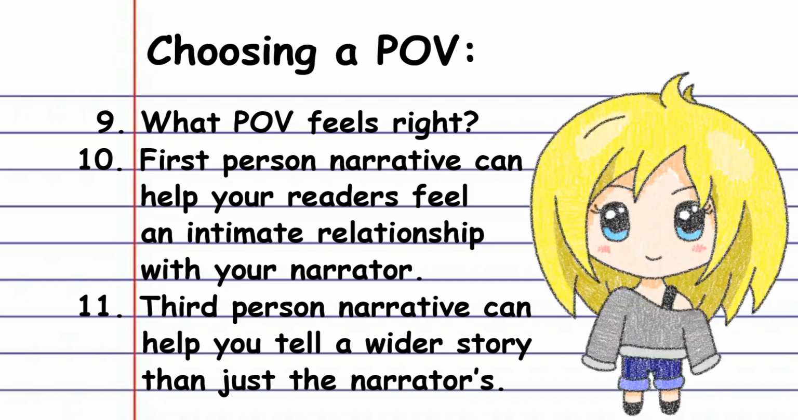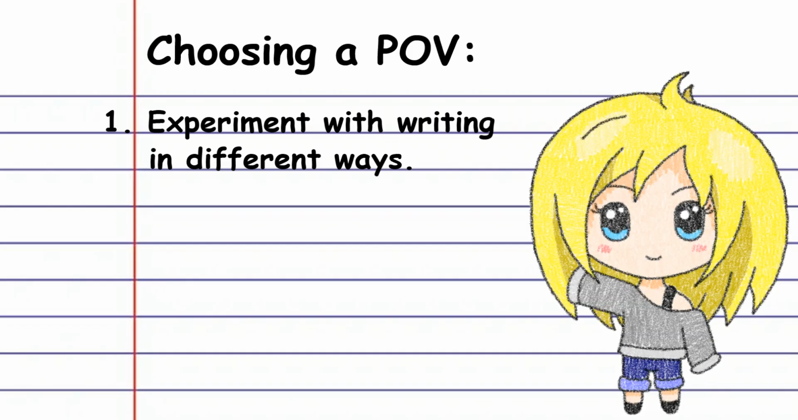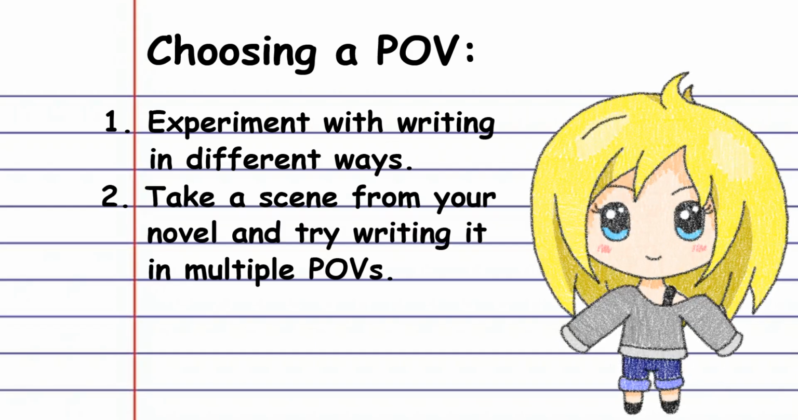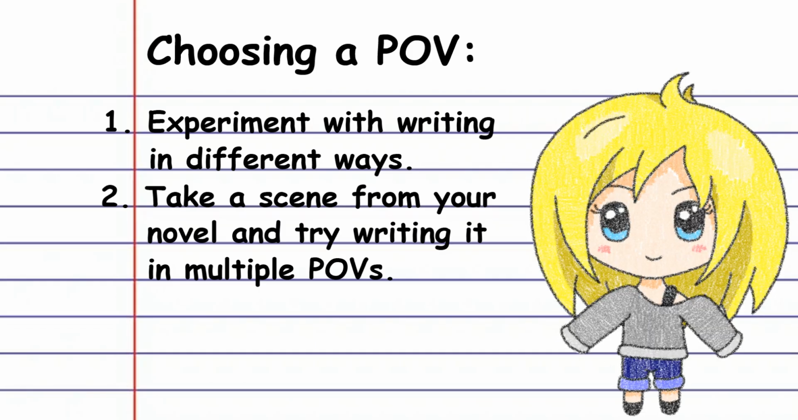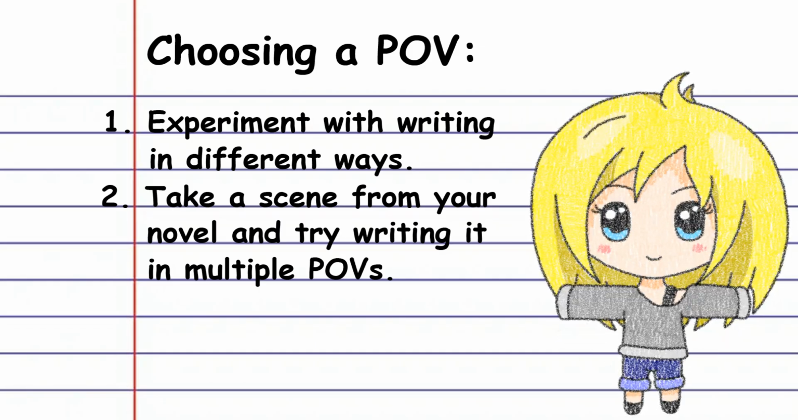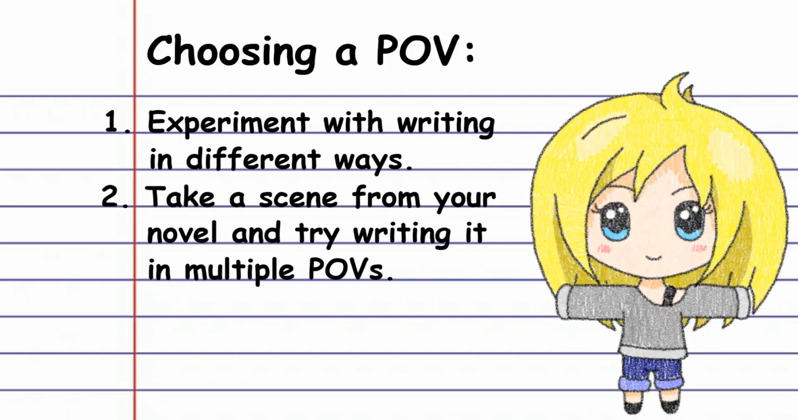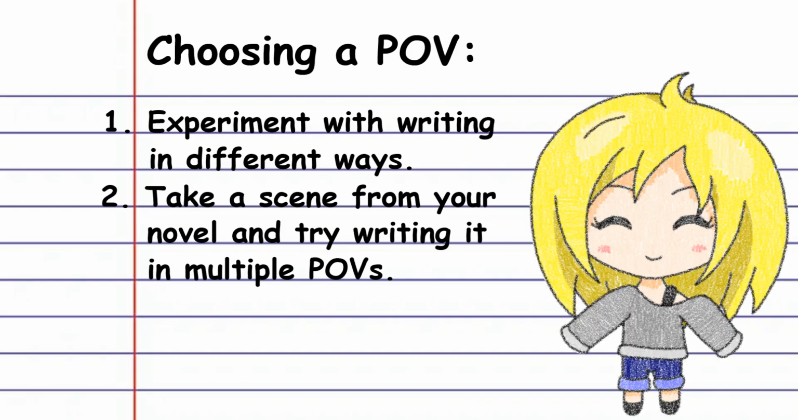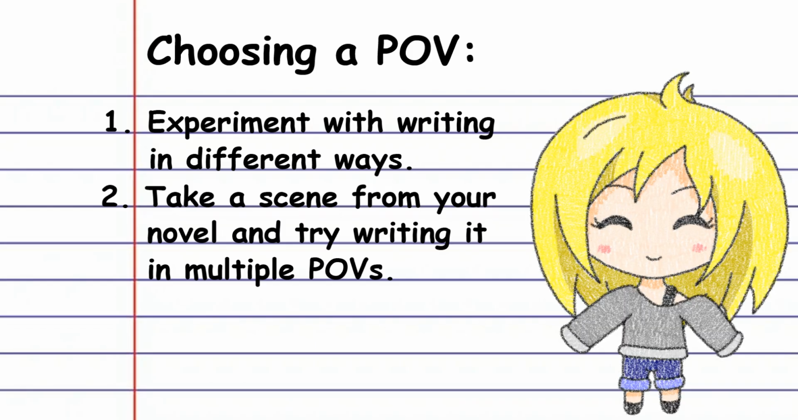And one way of figuring out which POV works best for you is to simply try writing in different ways. Take a scene from your novel, it doesn't have to be a long scene, it could just be a single paragraph, but try to make it an important scene that you know for a fact is going to happen at some point in your novel. And then try writing that scene in multiple different ways.